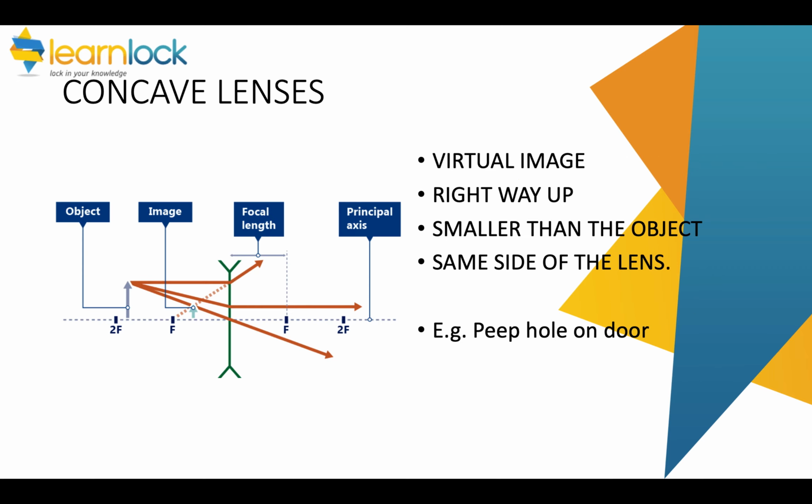With concave lenses, the image that you produce is always virtual. It's the right way up, as shown here, but it's smaller than the object and it's also on the same side. So, for example, a peephole when looking through a door.